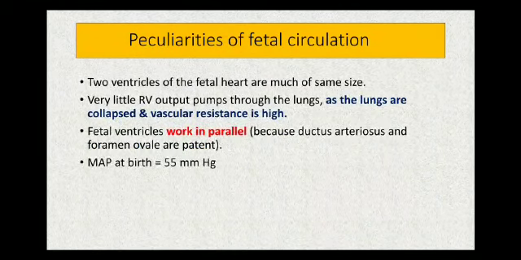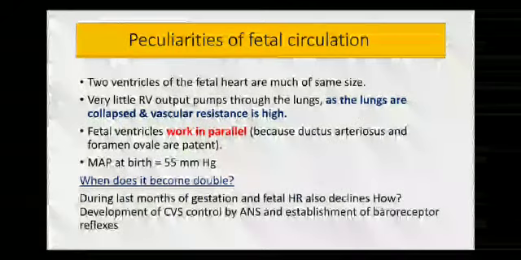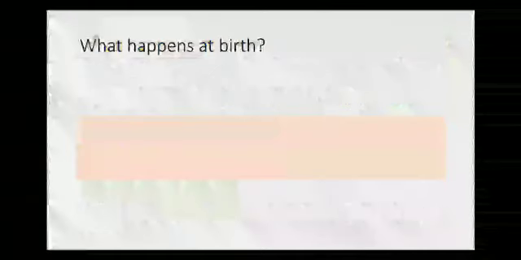Mean arterial pressure at birth is 55 millimeters of mercury. In the adult, it is 100 millimeters of mercury. So when does it become double? During the last months of gestation, the last months of pregnancy, and the fetal heart rate also declines during this time. Initially, the heart rate is very high. How does it decline? Because of development of cardiovascular control by the autonomic nervous system, and establishment of the baroreceptor reflexes during the last months of gestation.